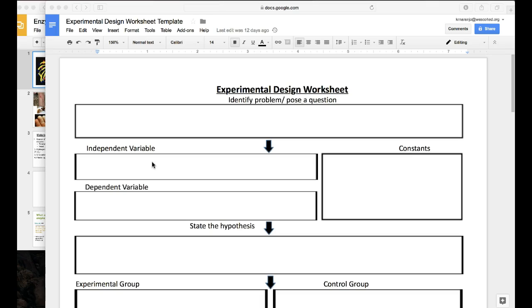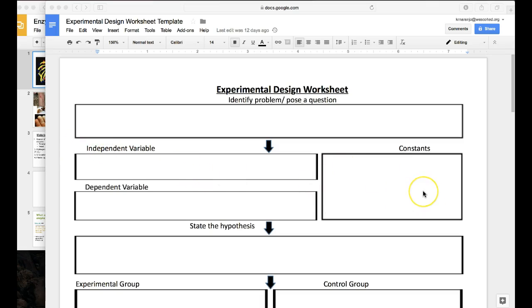For the dependent variable box, you're going to write down what's going to be the result of you choosing that particular independent variable, so the thing that you chose to test. So keep in mind, when you're doing a graph, the independent variable goes on the x-axis and the dependent variable goes on the y-axis.